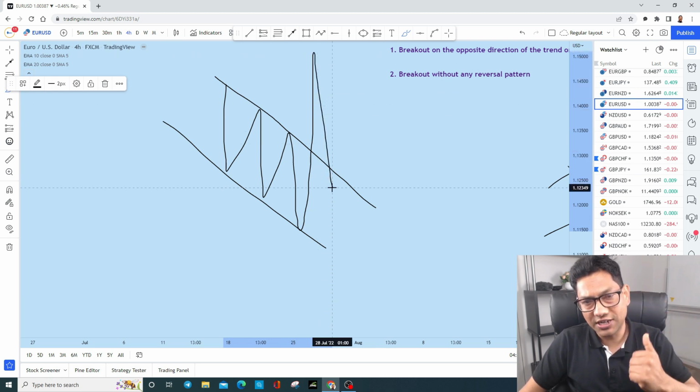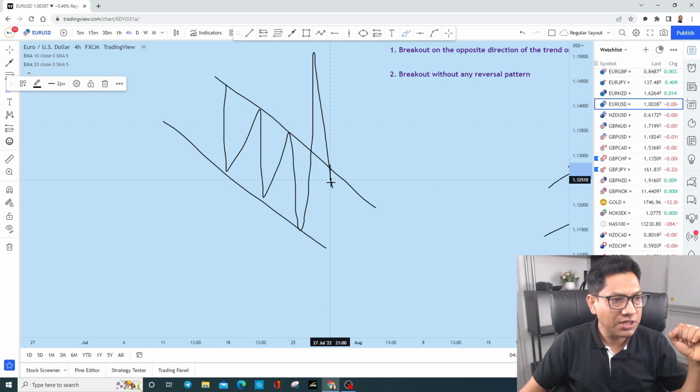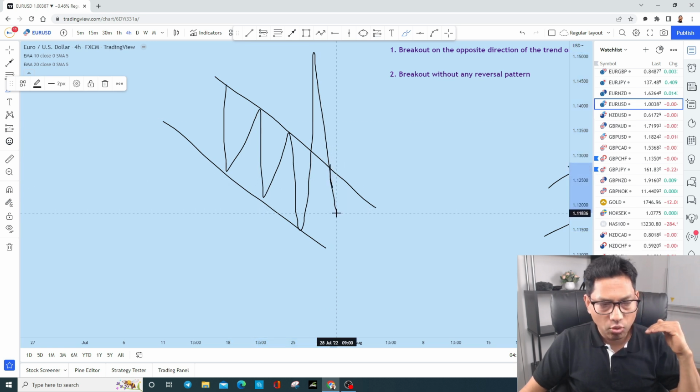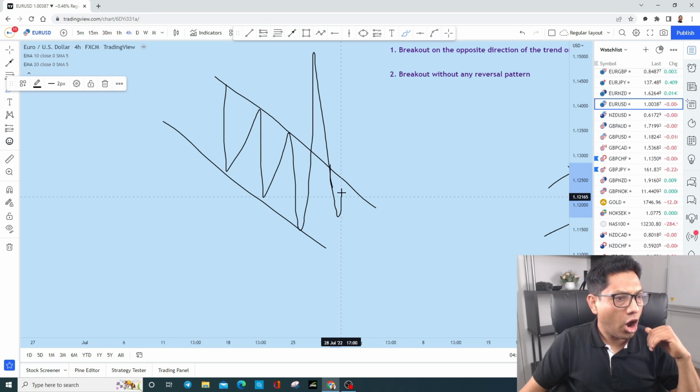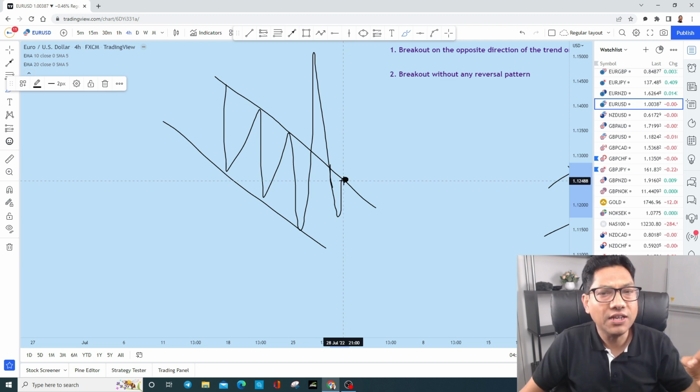So that's a liquidity gap, right? Now when you see this kind of situation, after breaking down, this price will go up again to test this zone, this level, and that is where the high probability trades are, and that is the perfect place for entry.